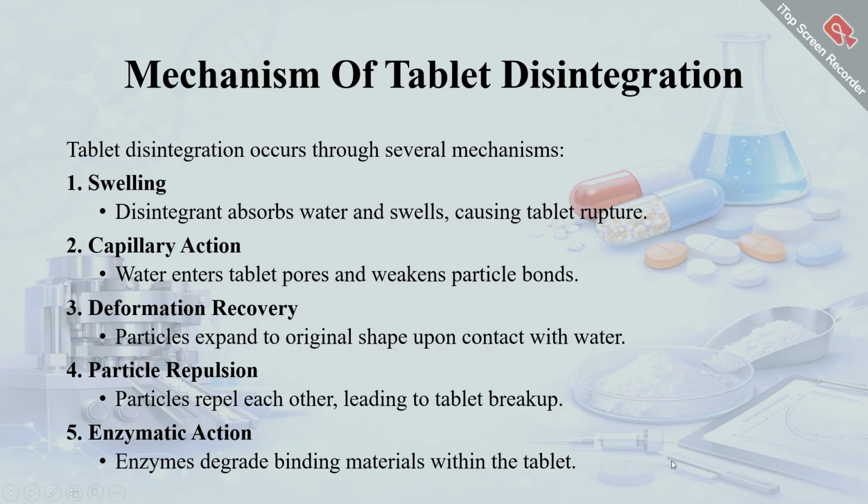See here, mechanism of action of tablet disintegration. Tablet disintegration will occur through several mechanisms. First one is swelling. These disintegrants will absorb water and swell, so that it will cause the tablet to rupture. Then capillary action: water enters into the tablet pores and weakens the particle bonds. Then deformation recovery: particles expand to original shape upon contact with water. Particle repulsion: particles repel each other, leading to tablet breakup. Enzymatic action: enzymes degrade binding materials within the tablet.